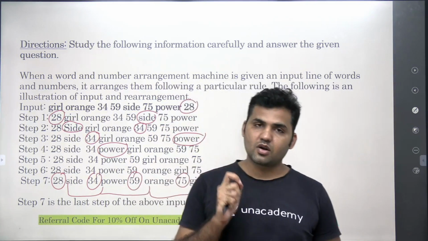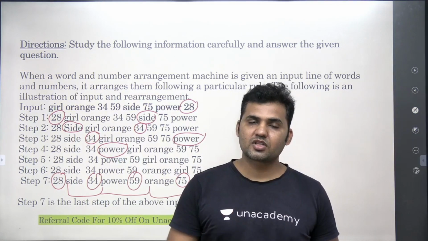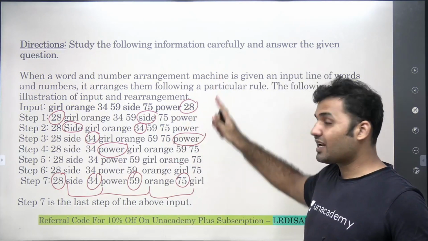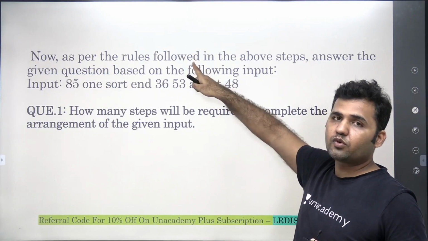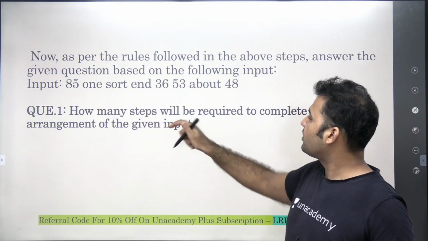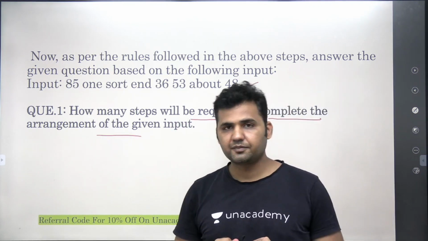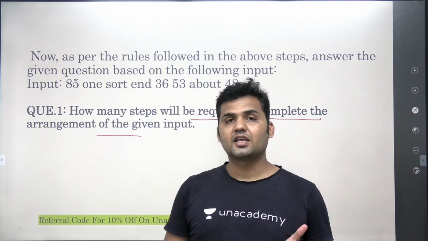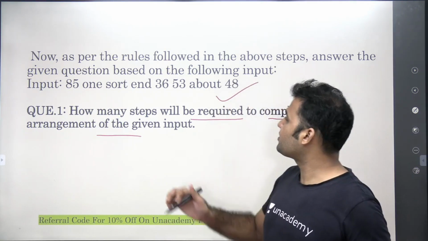Now you need to note down these rules in your notebook, or you just keep them in your mind, so that when you come across the question you can apply the same set of rules to get your final answer. Now what are the types of questions that the examiner will be asking you? The examiner will tell you that using the same set of rules that you have observed in the previous input and output result, tell me the number of steps that will be required to complete the arrangement of the given input. What was the complete arrangement? The final arrangement has to be arranging the numbers in increasing order and the alphabets in decreasing order. So how many steps are required for this input?